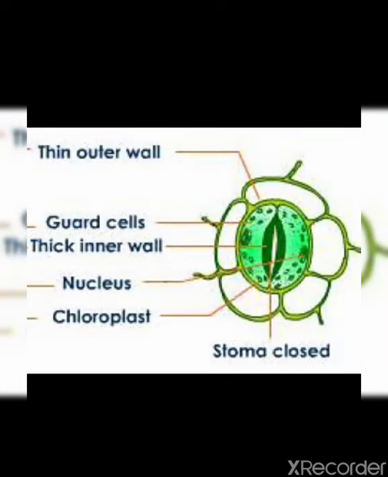Now what will happen at night? At night, or when there is a shortage of water in the leaf, water is drawn out of the guard cells due to exosmosis, making them flaccid. Then what will be the result? Their inner thick walls straighten to close the stomata. So if there is turgor pressure inside the guard cells, the stomata will open, and if there is no turgor pressure, the stomata will be closed.